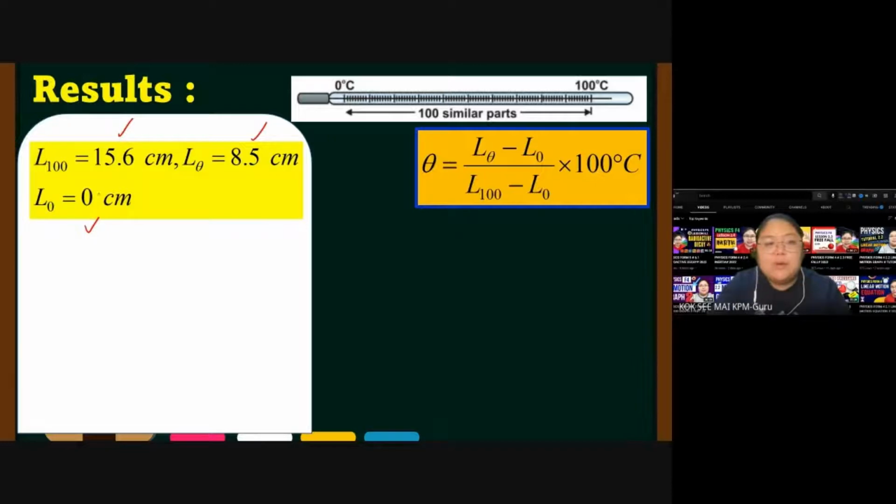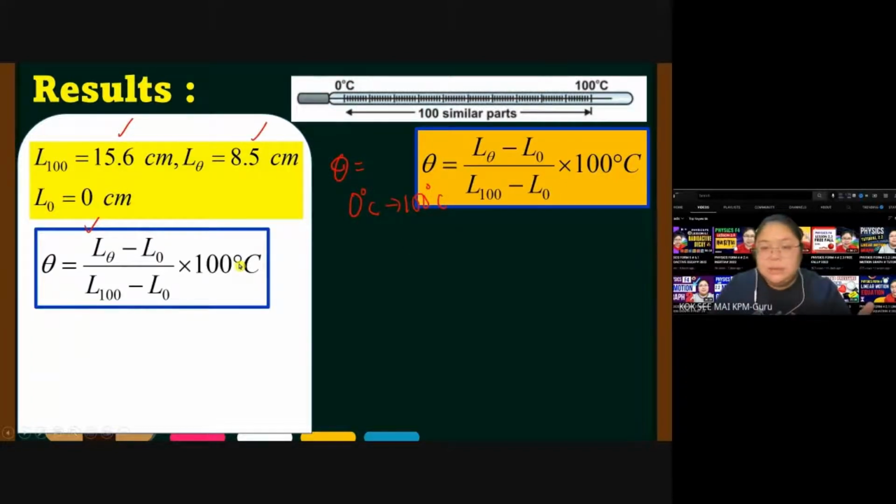So the L0 is not exactly 0 cm. So this one is 8.5, this one is 15.6. That means your temperature for theta should be between 0 and 100. If you do the calculation and get more than 100, that means you're already wrong. So from here, we show the calculation by using this formula.